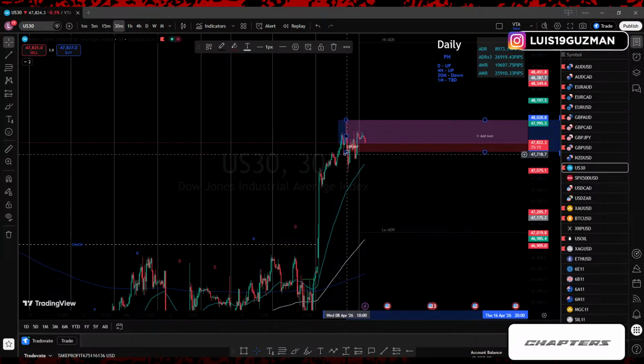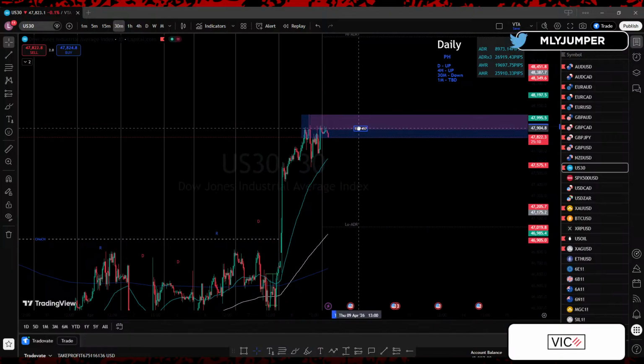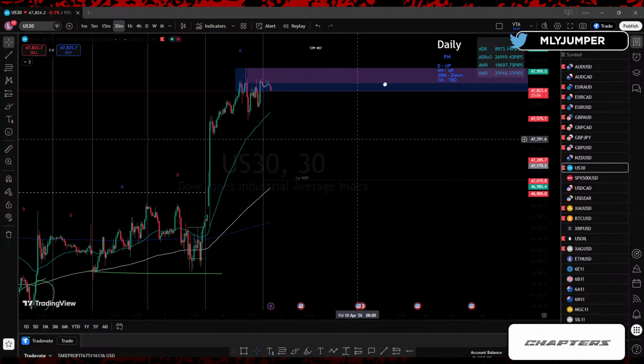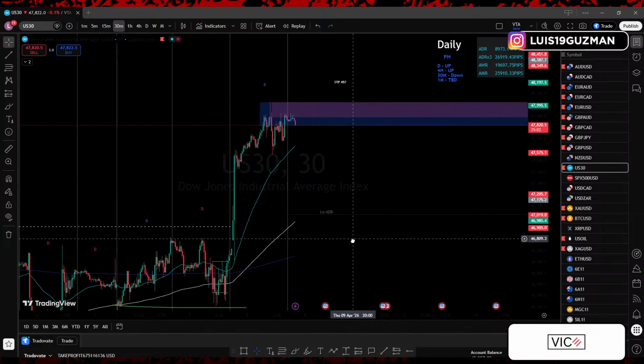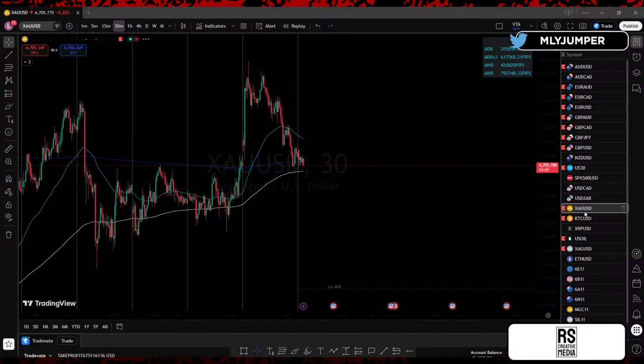Looking for price to give us a valid break. Tapped into it, gave us an exhaustion candle. We have a day of rise. We have a gap here. Gap was filled. Okay. We'll be patient with US 30. NZD USD, I'll go over NZD USD. Give me a second.